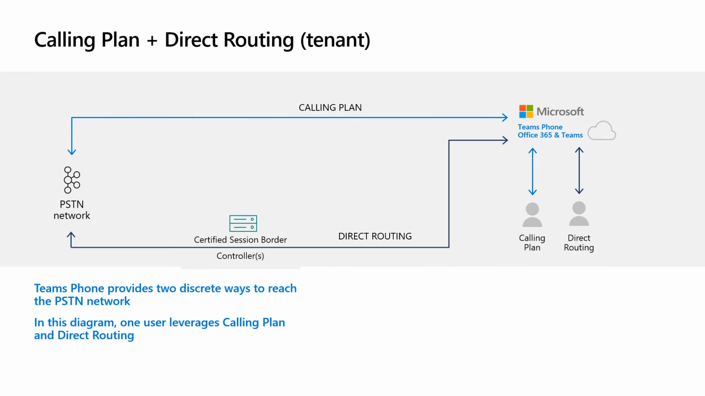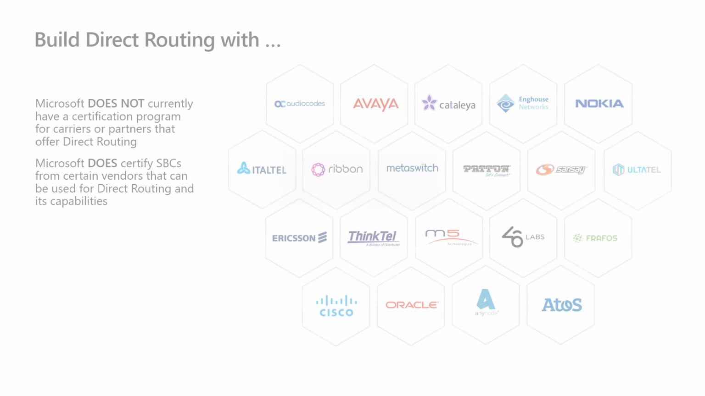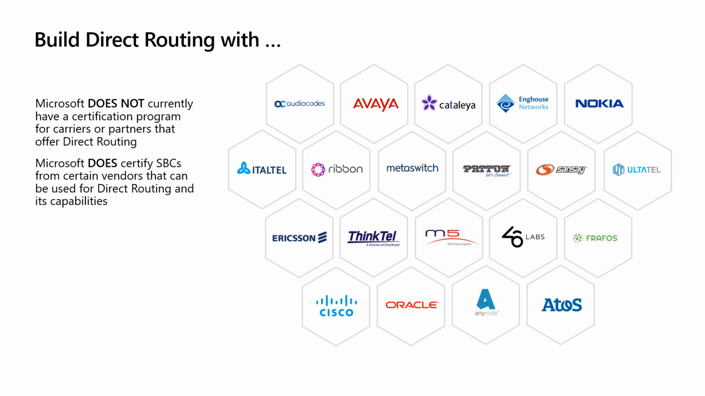Direct routing can coexist with calling plans. Users can be assigned either or a combination, allowing some calls to be made via the Microsoft Calling Plan network and others via direct routing. Microsoft does not currently have a certification program for carriers or partners that offer direct routing. They do, however, certify SBCs from certain vendors that can be used for direct routing and its capabilities.